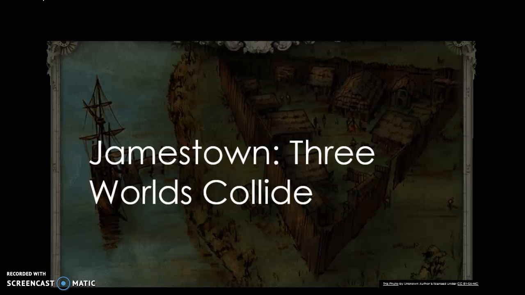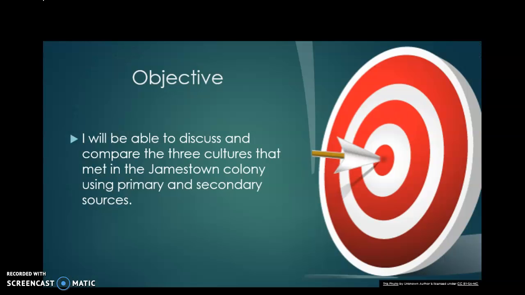So today's lesson is going to be on the three worlds that collide in Jamestown. Objective: I will be able to discuss and compare the three cultures that met in the Jamestown colony using primary and secondary sources.